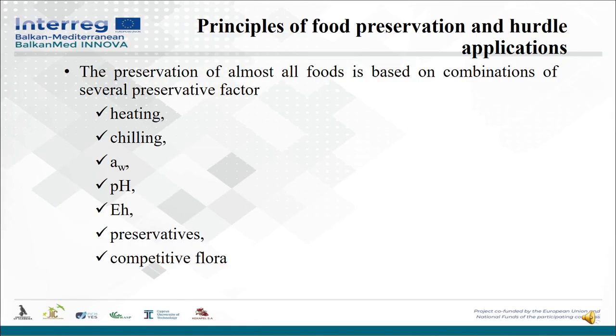Let us now begin by explaining the principle of food preservation through the application of hurdle technology. Through this technology, the preservation of almost all foods is based on a combination of several preservative factors that secure microbial safety and stability, as well as the sensory and nutritional quality of the food. As we have explained in previous lectures, such factors could be heating, chilling, water activity, pH, redox potential, preservatives, and competitive flora.